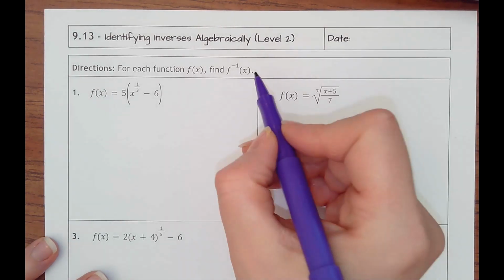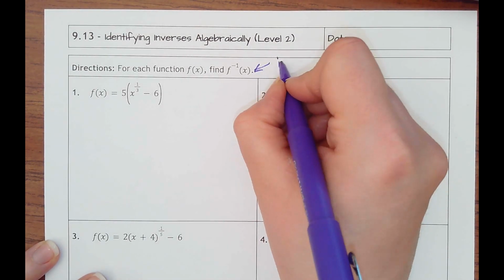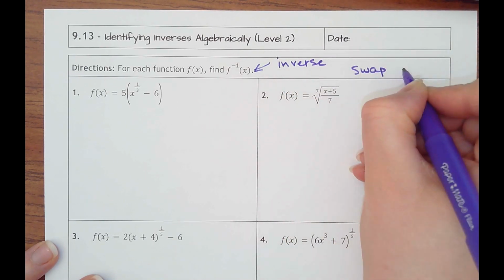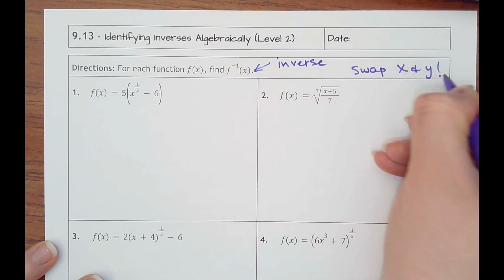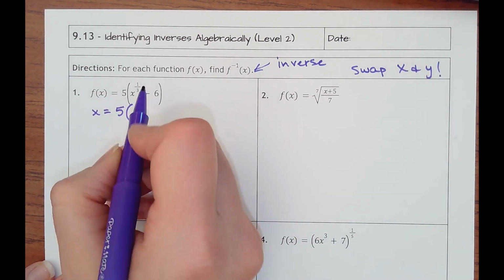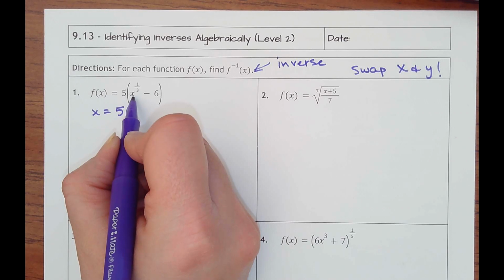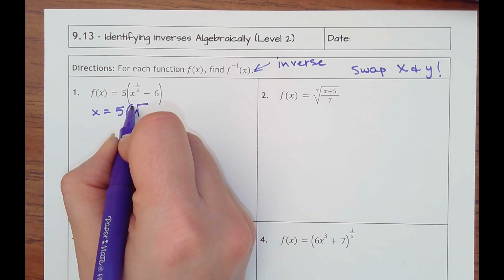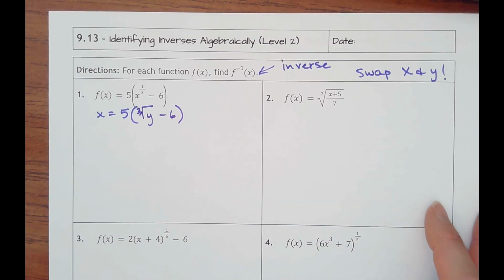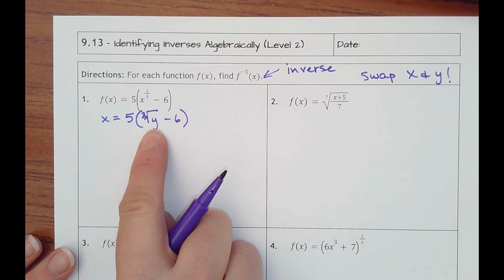So remember that this is the notation for an inverse, and that we just need to swap x and y, and then solve for y. So this is going to become x equals 5 times, I think I'm going to go ahead and fix this to where it's the cube root of y minus 6. And so now it's just a process of how do I get y by itself?